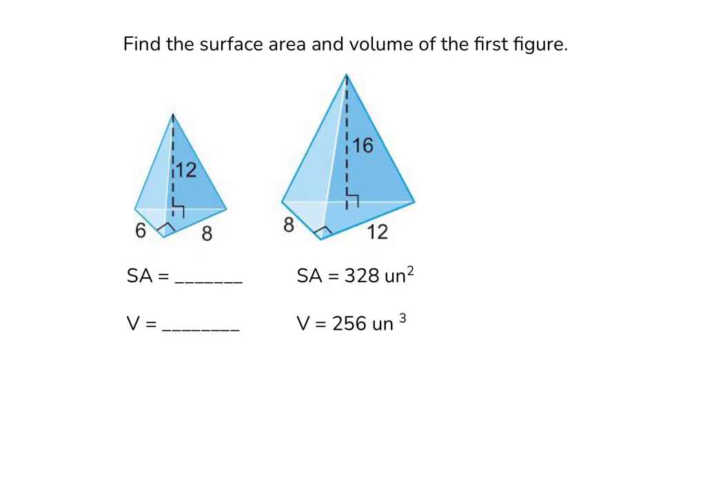Try to do these two. I'm going to do it as you do it, and we'll see how we do. These are the ones that you have to set the proportion up on. I can't always find the surface area and volume based on what we have. Not always do we have all three dimensions. Here we happen to have all three dimensions.